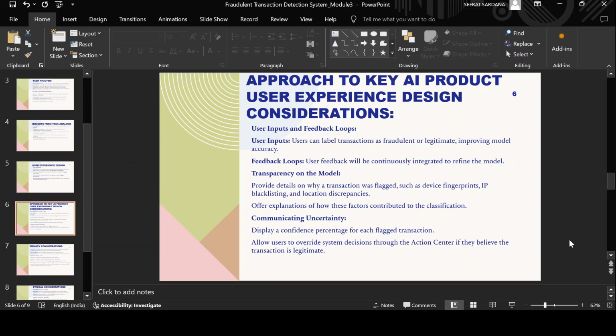Last one, on the communication of uncertainty, it is going to provide the weightage on all of these factors which have been considered, and it will also provide a weightage on the decision, that is, the percentage at which the system feels that this is a fraudulent transaction.